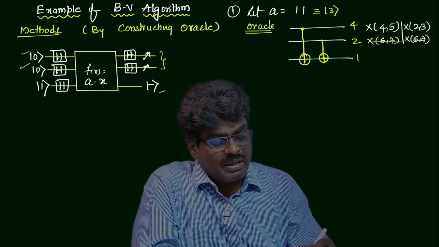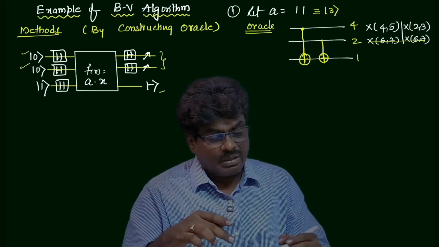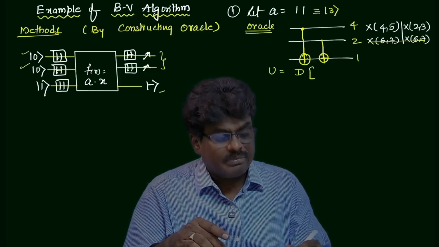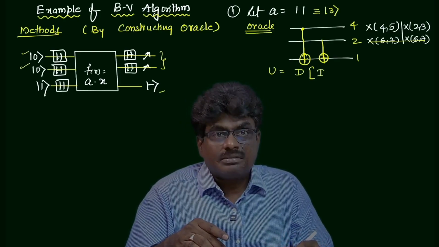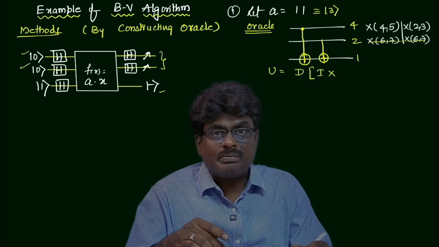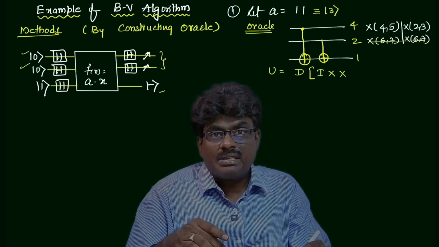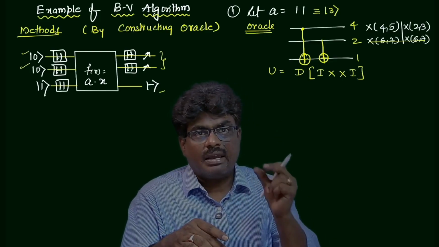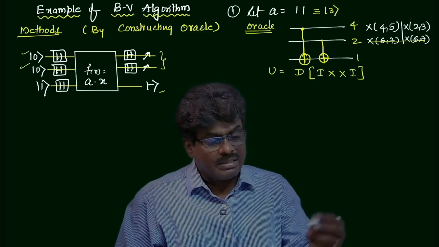Now if you observe carefully, what is the unitary operator corresponding to this oracle function? The unitary operator is a diagonal matrix. There is no 0 1 flip, so identity. A 2 3 X operation is there, that means 2 and 3 will flip. Next, a 4 5 X operation is there, so they flip. 6 7 is identity. It's a block diagonal matrix: I, X, X, I. That's it. Good, now let us proceed.